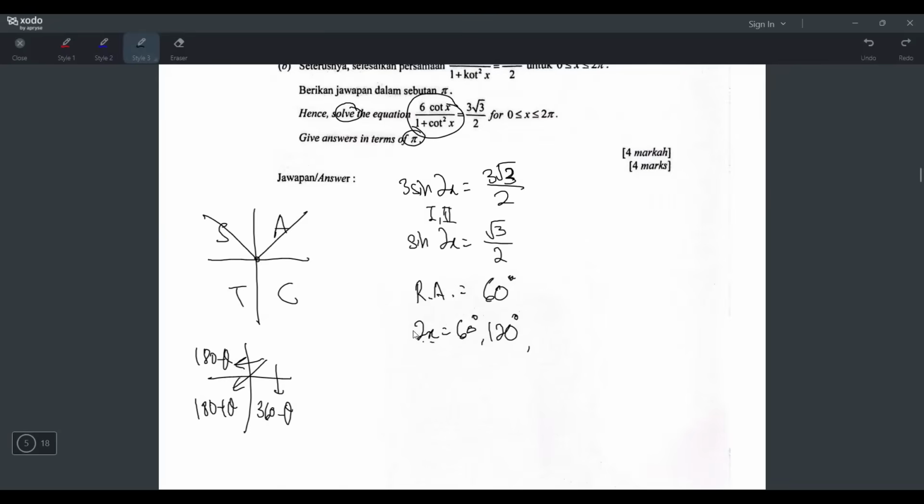Because it is 2x, you have to find out the answer for the second round. So 60 plus 360 is 420. 120 plus 360 is 480.